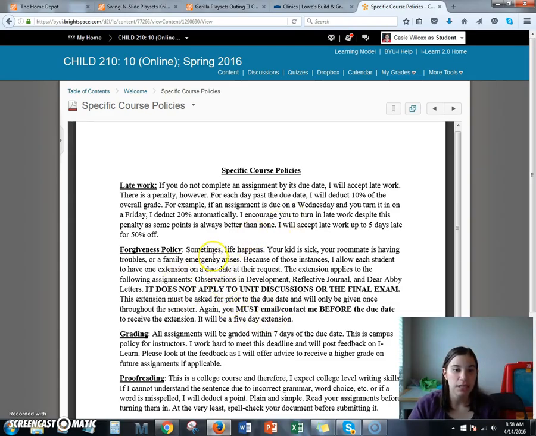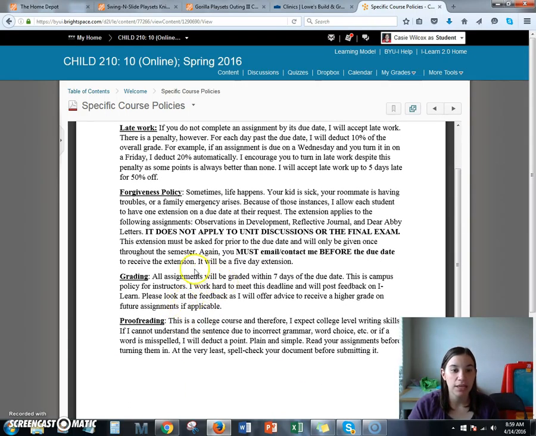The forgiveness policy, again, this just relates, you can request one extension per semester. It does not apply to the discussion board or the final exam. So right here it says that it applies to the other 3 assignments, observations and development, reflective journal, and the Dear Abby letters. You must ask for this extension before the due date. I won't accept it 2 days after and say, oh, I forgot to ask. It has to be before, and it is a 5-day extension. It's a one-time use. Again, grading, all assignments will be graded within 7 days and posted on ILearn.